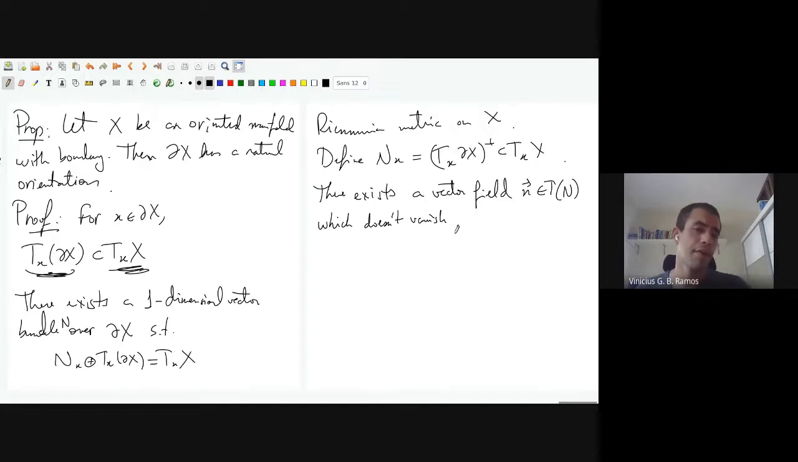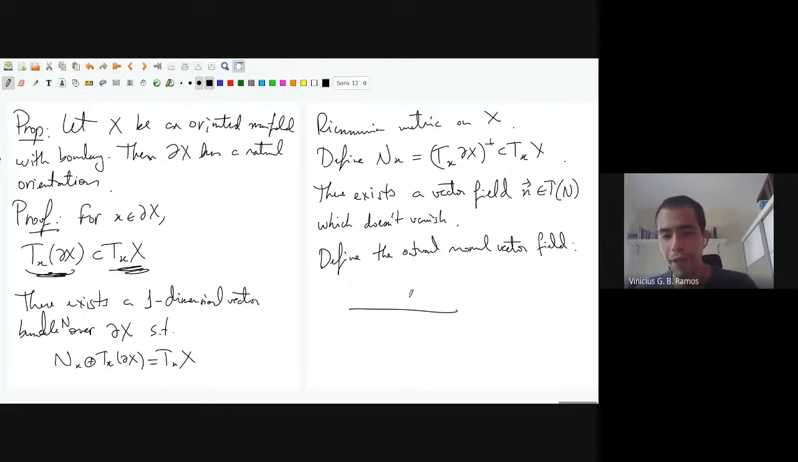And this is not completely obvious, but it is true that there exists a vector field that never vanishes. And the reason is because you can define what's called the outward normal. Define the outward normal vector field. How do you define the outward normal vector field?